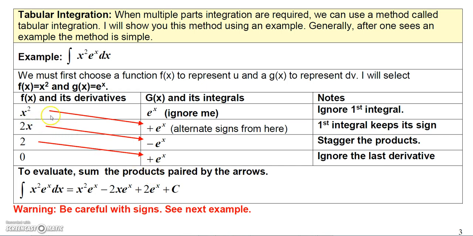So you're going to have x squared times e to the x, that's your first term, and then 2x times minus e to the x, that's going to give you minus 2x e to the x, that's your second term, and then you take 2 times e to the x, and that's going to give you the third term, 2e to the x. And then there won't be any more terms, so we'll just add the positive c here.